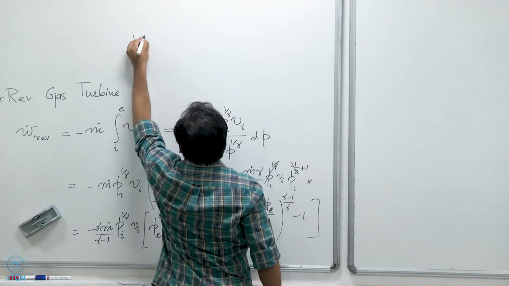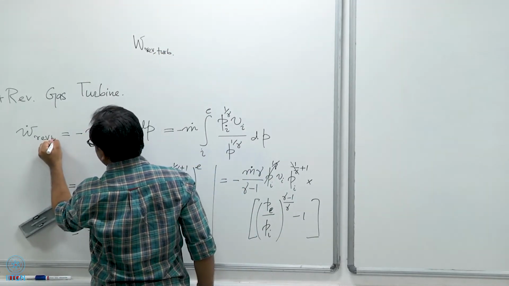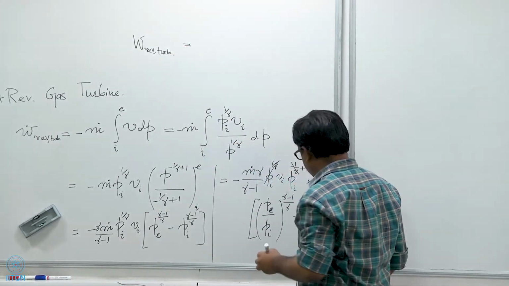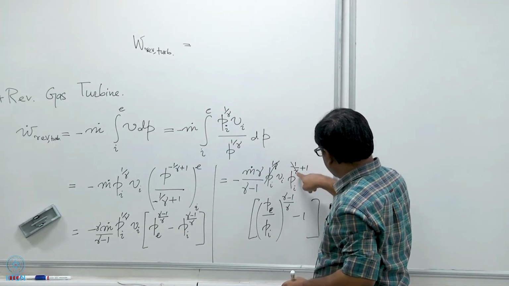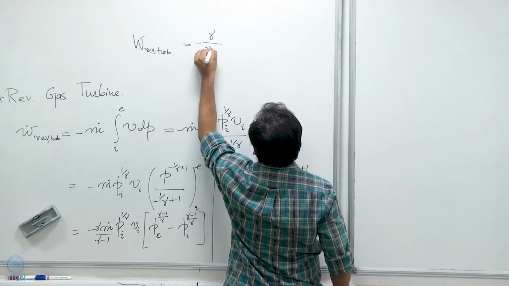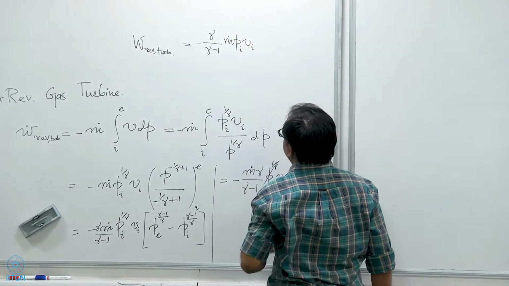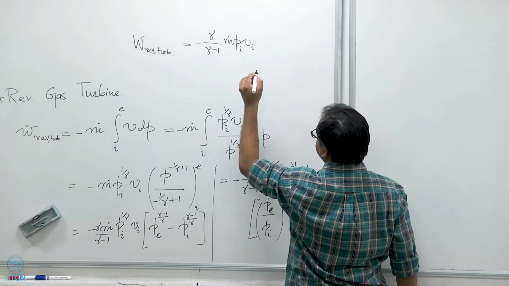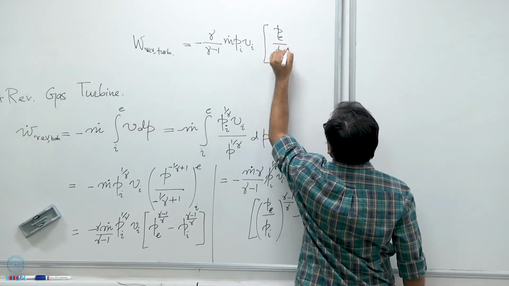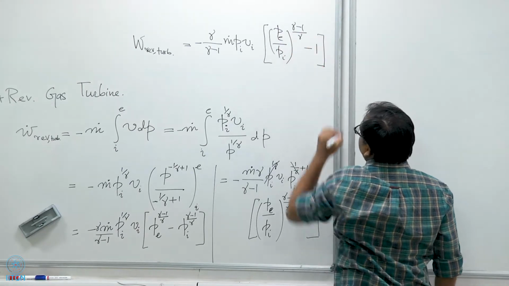So, W reversible turbine. Let me write turbine here. W reversible turbine will be equal to, let us see, this gives me P_I V_I, minus gamma by (gamma minus 1) times m dot P_I V_I times [(P_E by P_I) to the power (gamma minus 1) by gamma, minus 1]. Okay, that is what I get.